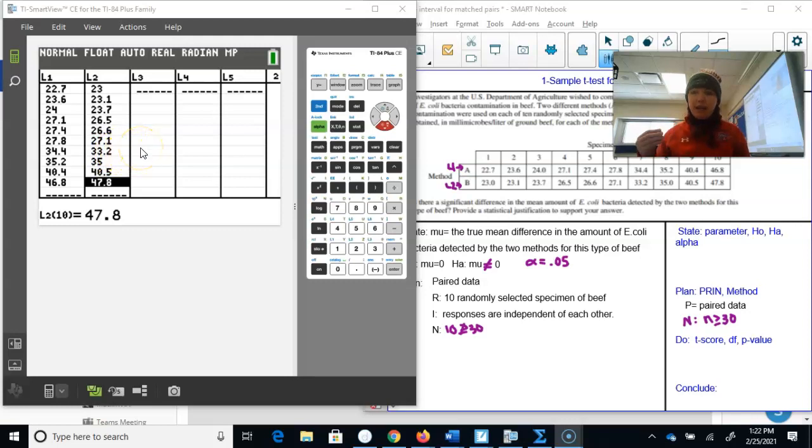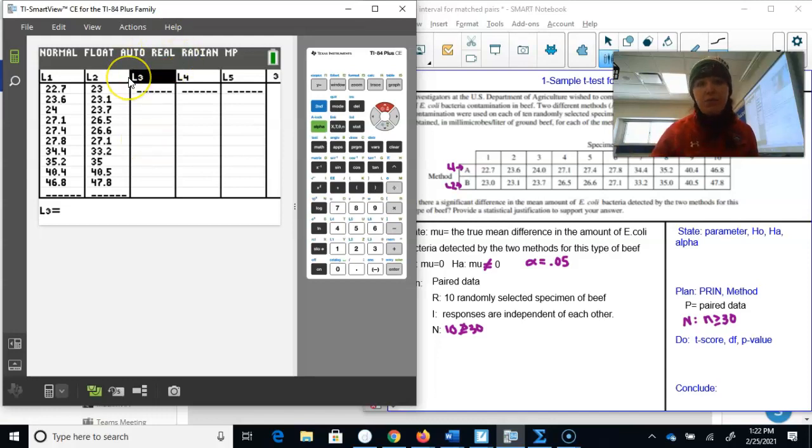Okay, the next action step that we need to do, again, this is new learning. We need to go ahead and go to L3 right now. So I'm going to scroll up and I want my cursor to be on L3. Now, they didn't define here which difference you should look at, B minus A or A minus B. To be honest, in this case, it doesn't matter.